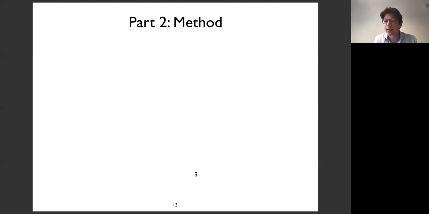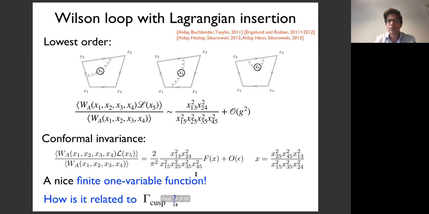So let me say a few words about the method that we used. This introduces a new quantity, which is, I think, very interesting in itself. It's the vacuum expectation value of a cusp Wilson loop. So it's a 4-sided Wilson loop with a Lagrangian insertion at a 5th point. Here the kinematics is such that the edges of the Wilson loop are light-like, but the Lagrangian is in a generic position. I'll tell you in a minute why it's interesting to consider this.